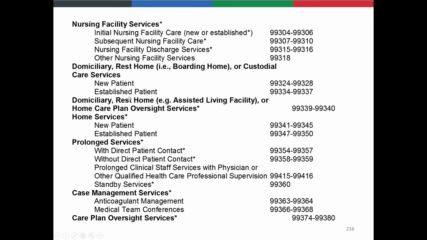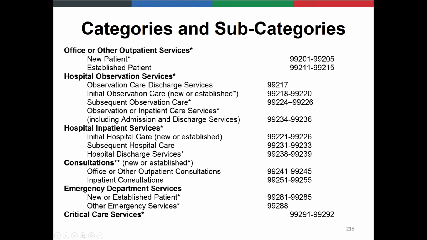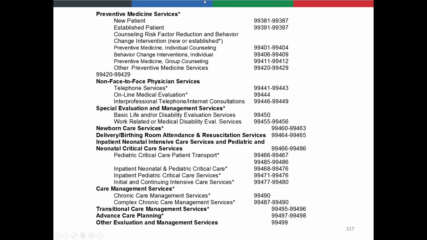So depending on where the services are performed and what kind of service it is, you will find that your code may change. It's always going to start with a 99. They're all 99,000 series codes. But the E&M codes for office visits are 992 codes. And then for other services, hospital observation are going to be 992 codes, going to go past the 99215 and continue on through 99299. Then 993 codes, and so on and so forth, okay? Finally, with 994, you have newborn care services, you have special E&M services for life and disability evaluation.